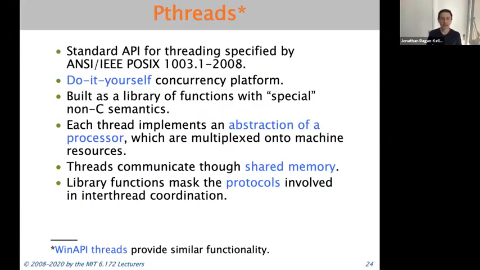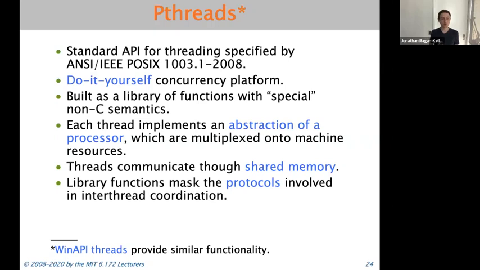So pthreads is a standard API for writing parallel code using what's often called a threading abstraction. And it's an actual ANSI and IEEE standard. It's part of the POSIX operating system interface standard. So it's implemented on basically every widespread operating system you use today, like Linux and Windows and Mac OS and iOS and so on.